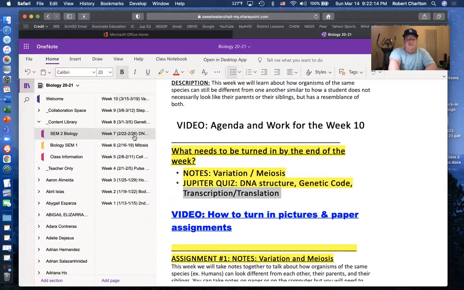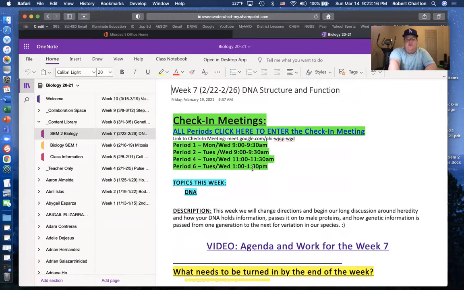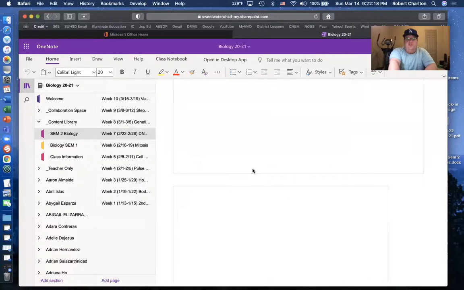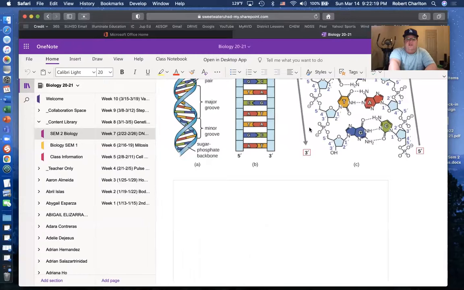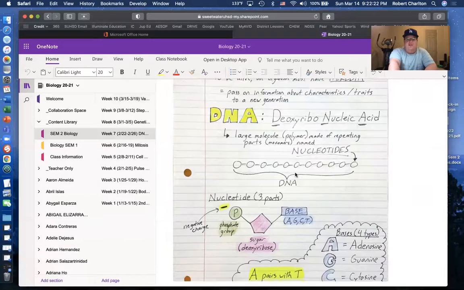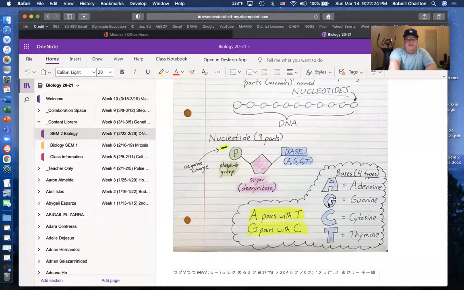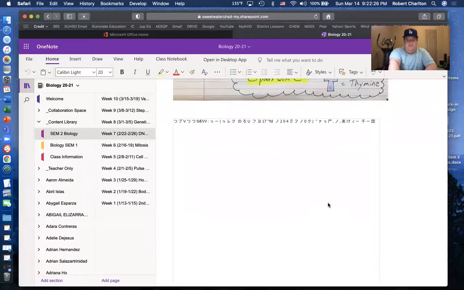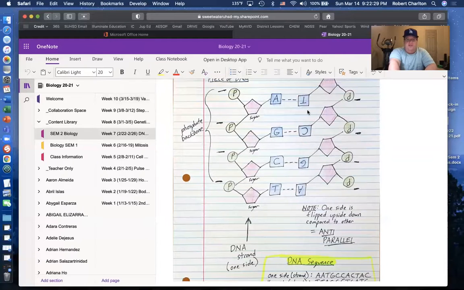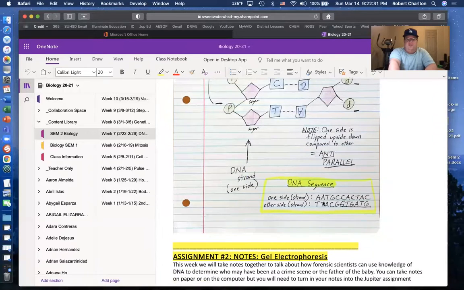So if you go back to week 7, where we talked about DNA structure, these notes here on what DNA looks like. We took some notes here on nucleotides, how the bases match up. We drew a picture of the DNA structure. We talked about what a sequence is.